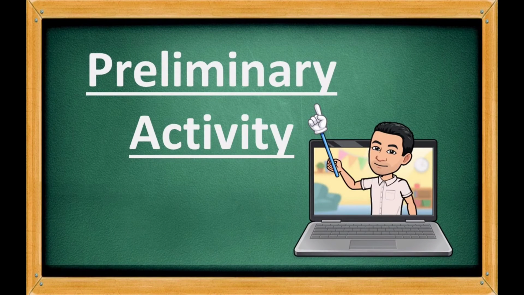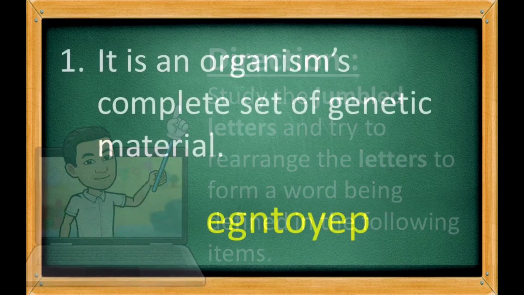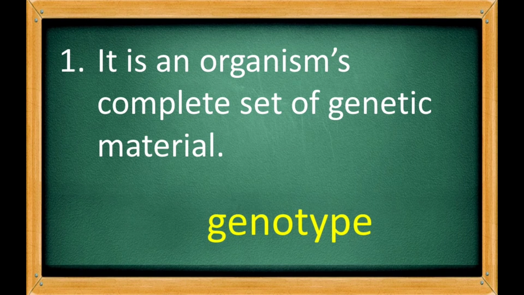Before we proceed to our discussion, let's have first our preliminary activity. Just study the jumbled letters and try to rearrange the letters to form a word being defined in the following items. 1. It is an organism's complete set of genetic material. That is genotype. Very good.